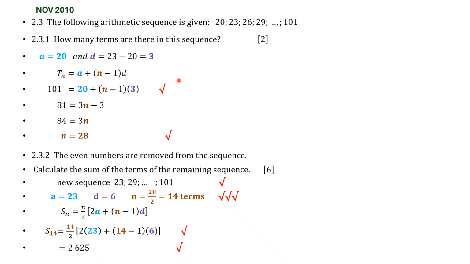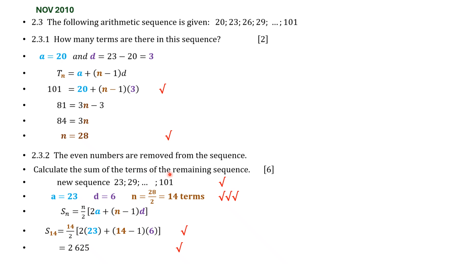So 1 mark there for correct substitution and 1 mark for the answer. In theory, I should write there are 28 terms, because the question said how many terms are there in the sequence. Right, now in these exam questions, we always put in a surprise. They say the even numbers are removed from the sequence. So even numbers normally can divide into 2. So there, 20, 26, they are even, so they are removed. I'm left with the odd numbers, 23 and 29. So my new sequence, 23, 29 to 101, 1 mark.